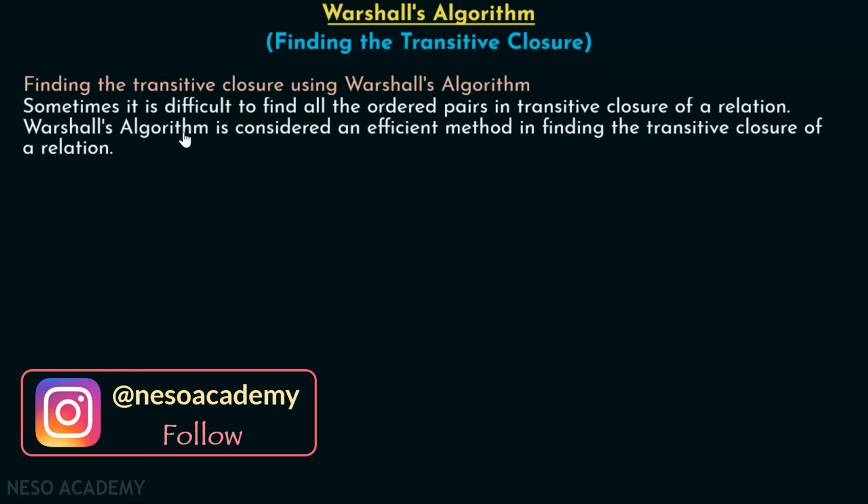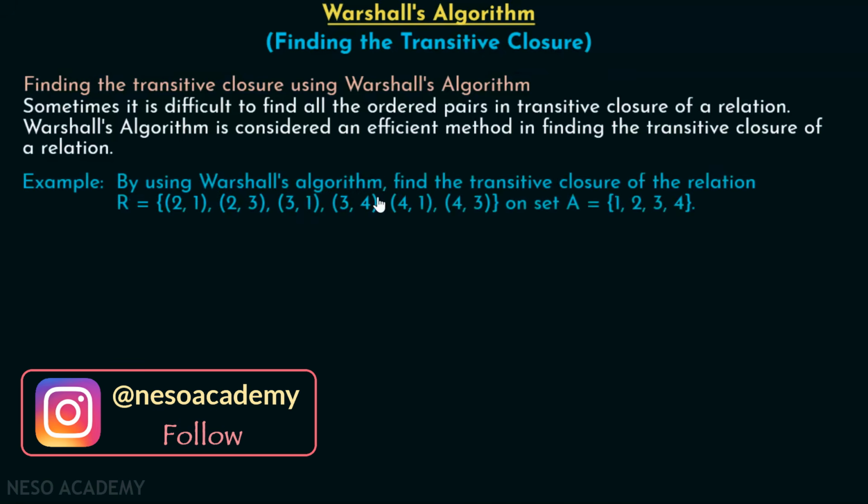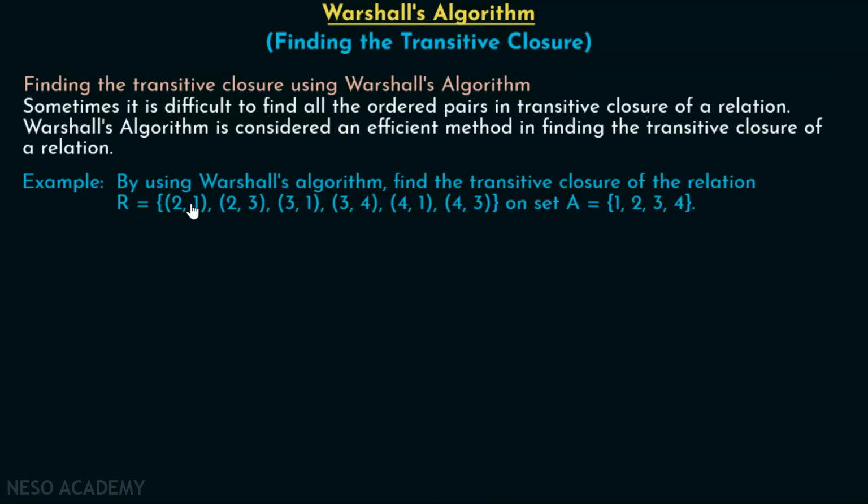Warshall's algorithm is considered an efficient method in finding the transitive closure of a relation. That is why we will use this algorithm. Here in this presentation, we will learn how to find the transitive closure of a relation using Warshall's algorithm, and we will learn this with the help of an example. By using Warshall's algorithm, find the transitive closure of the relation R, which consists of these ordered pairs.